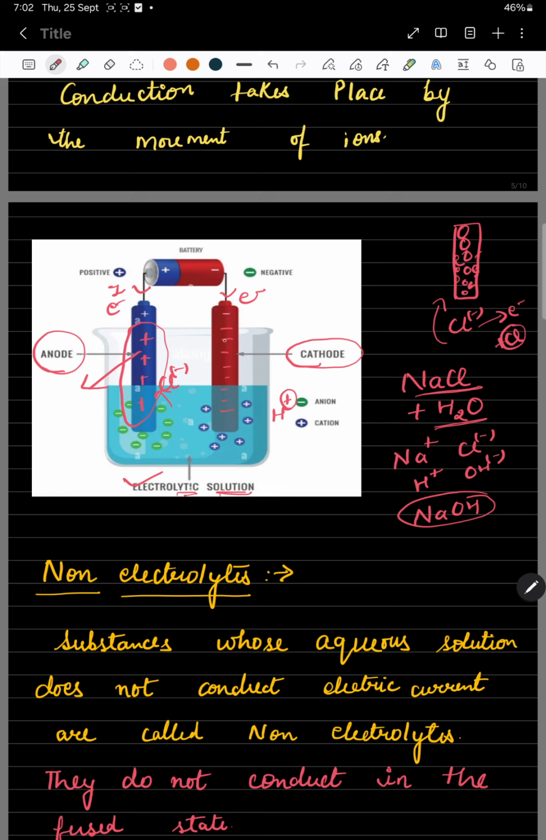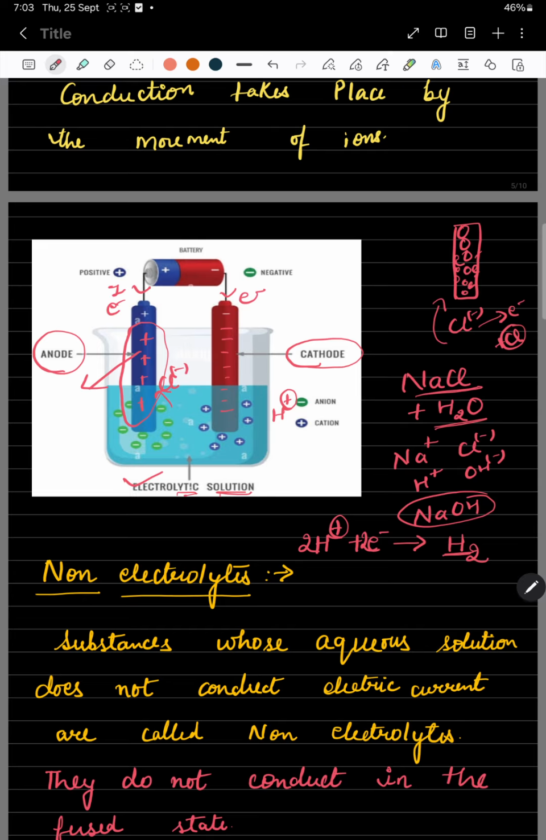And once the electrons are going here, what would happen? We would observe that the H+ ions, which would be attracted towards this cathode side, this negative side, would gain that electron and convert into the hydrogen atom. And after some time it would be converted into hydrogen gas.